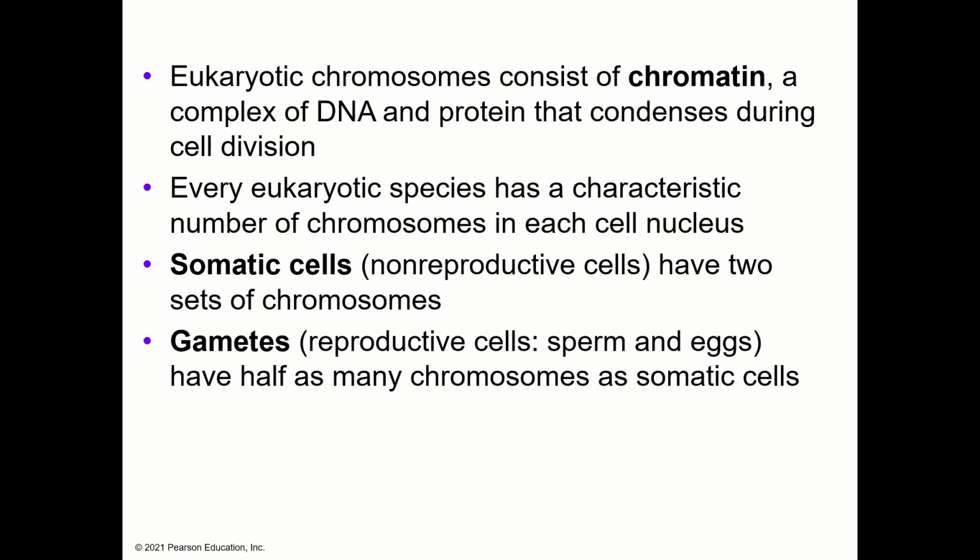And then there are gametes, which are reproductive cells like sperm and egg, and they have half as many chromosomes as somatic cells. That way, when a sperm and an egg fertilize and meet, the combination is the full genome for that species, instead of having two somatic cells combined, which would be twice the genome material.